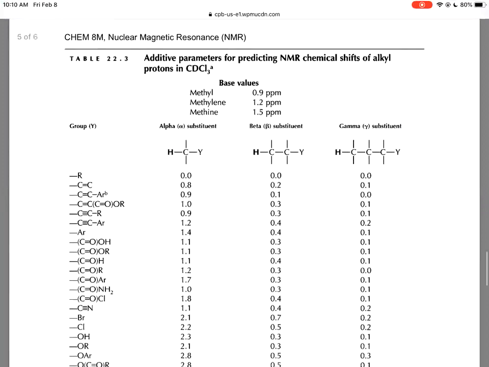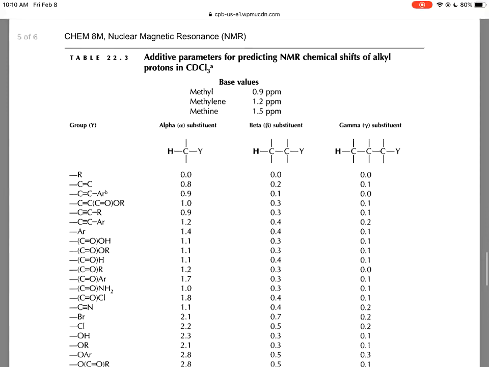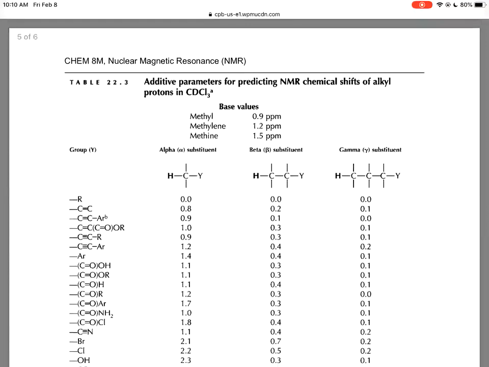Okay, so here's this table. We had the base value for the methine, that's the 1.5. We went down and we found that AR group and we added 1.4 to 1.5, but since there were 2 groups, we added that twice. And then if you scroll down a little bit more, you can see the OH group there, pretty close to the bottom. So we add another 2.3 because that's even more deshielding.